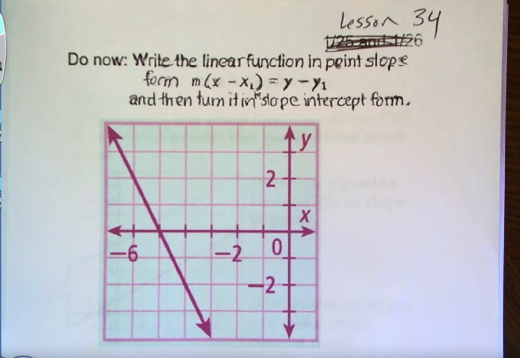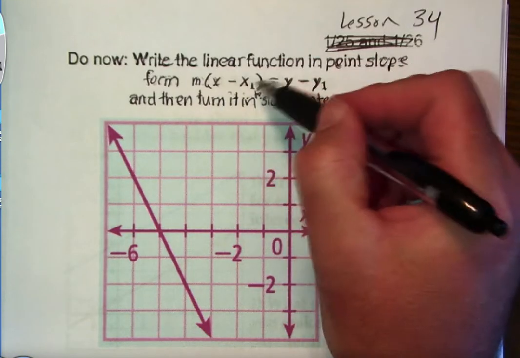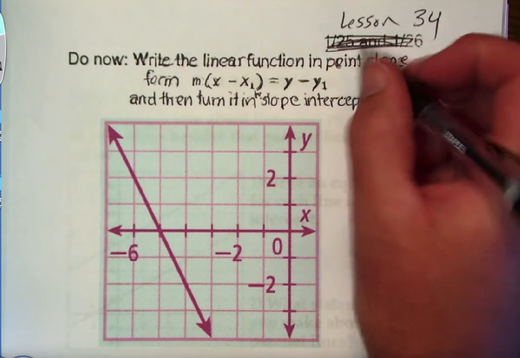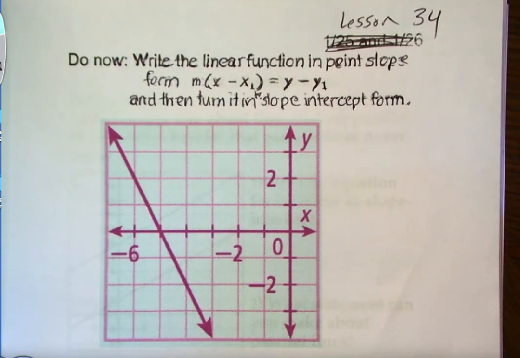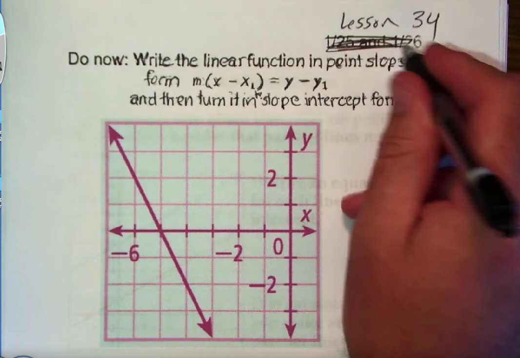I want you to write the linear function below in point slope form, m times x minus x1 equals y minus y1, and then turn it into slope-intercept form, which we did in class and for homework. I'll give you a minute. If you missed the lesson, or want to review how to do this, it's lesson 34.